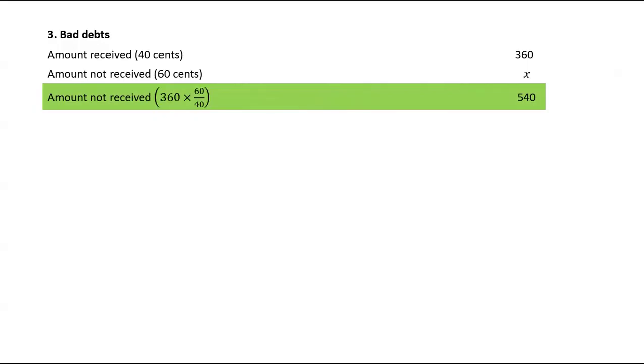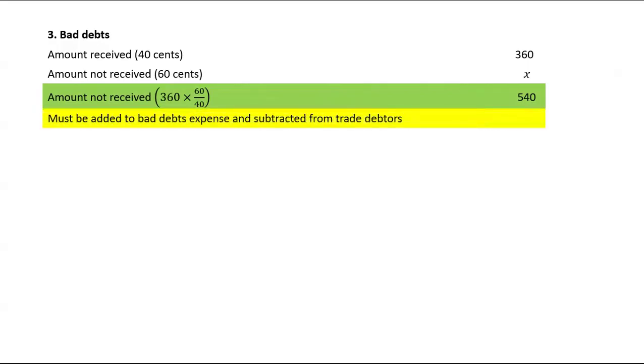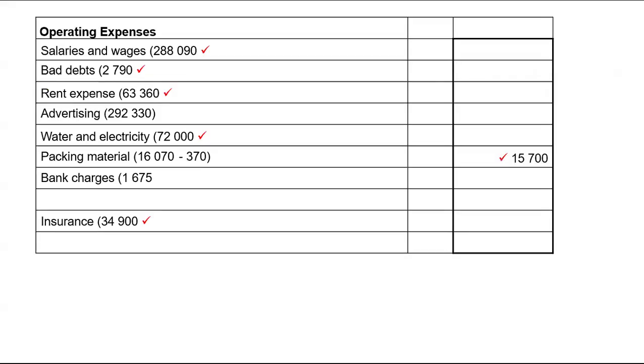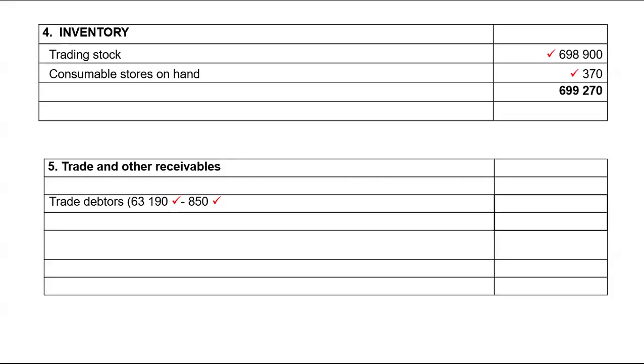That 540 must be added to bad debts expense and subtracted from trade debtors. So the 540 will be added to bad debts expense, which is an expense under operating expenses. You will add the 540, which is what we are writing off as bad debts. It increases our expense bad debts. In total, our bad debts for this year will be 3,330. But that 540 will also reduce our trade debtors, as one debtor will no longer be owing us as we are writing them off.